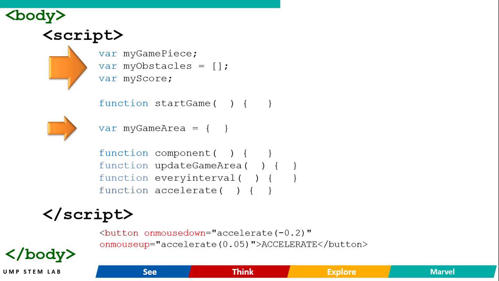Identifiers can be short names like X and Y, or more descriptive such as age, sum, total volume, and so on. As a start, we will declare 4 variables in this project, which are my game piece, my obstacle, my score, and my game area. Note that JavaScript identifiers are case sensitive.